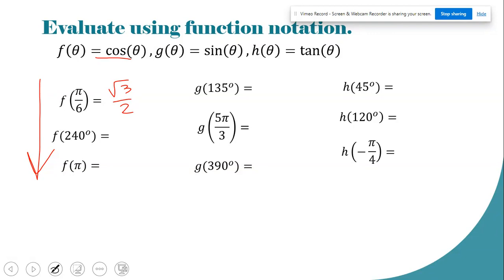240 degrees, that is in quadrant 3. F of 240 means the cosine of 240, and looking at my unit circle, that's negative 1/2. And pi, so I want cosine of pi. Pi is 180 degrees, that's negative 1.